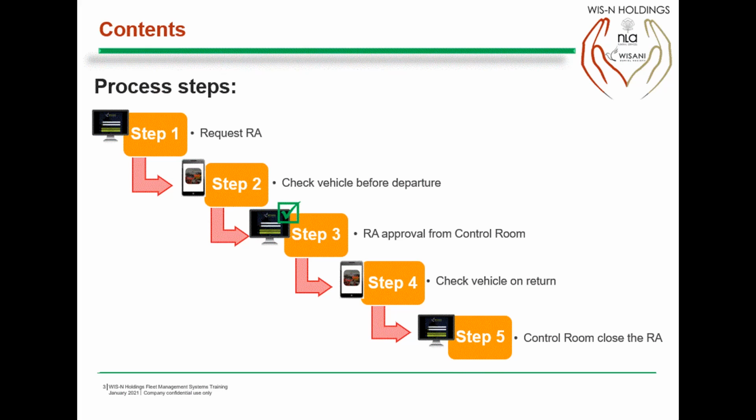Very important, you have to complete both step 1 and step 2 before control room will authorize that route authorization request from you. So once you have checked the vehicle using the app on your cell phone, the control room will go into their system and they will see, yes, okay, you have done the vehicle check and you have requested the route authorization. Now they will approve it.